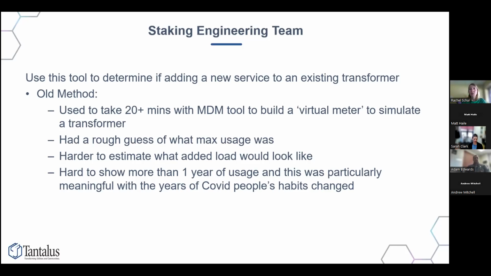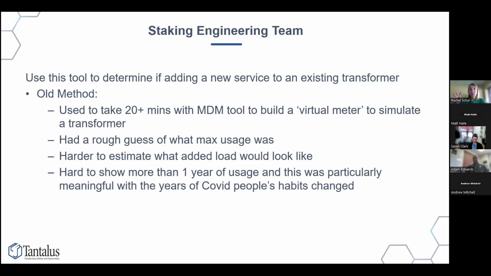But the old method we used to do, we have an MDM system. And so we used to go in meter by meter, using our GIS software to figure out all the meters that are off a transformer, input them into the MDM, build a virtual meter. Then you have to wait for it to compile all this data. And sometimes it could take a long time. 20 minutes is probably pretty generous. Sometimes it can take a lot longer depending on all the other processes that are running.